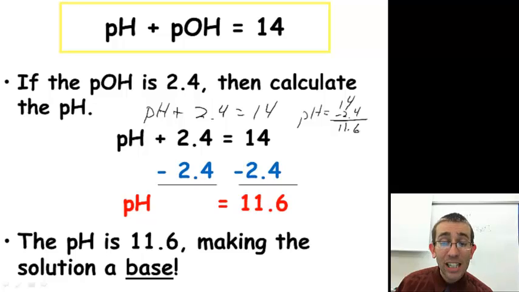Alright, so if the pH is 11.6, once again, that makes this a base. You really don't have to remember how pOH works in terms of trying to figure out whether it's an acid or base. If you plug it back into here, you can find the pH, and just know the pH scale. Below 7 an acid, above 7 a base.